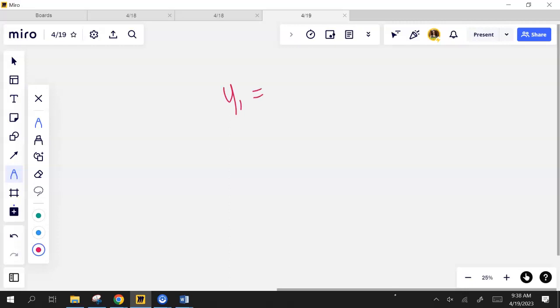So for y1, I input this 2 minus 16. And listen, the first time I worked through this one, I was like, something doesn't seem right. My calculator was in degrees. So make sure you check those calculators and they're in radians because you'll get the wrong answer. So I put that in y1.